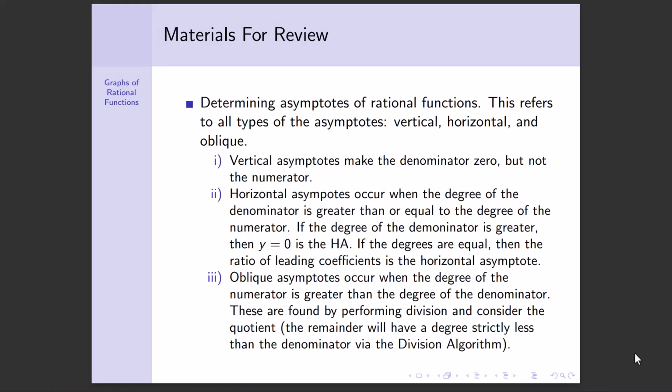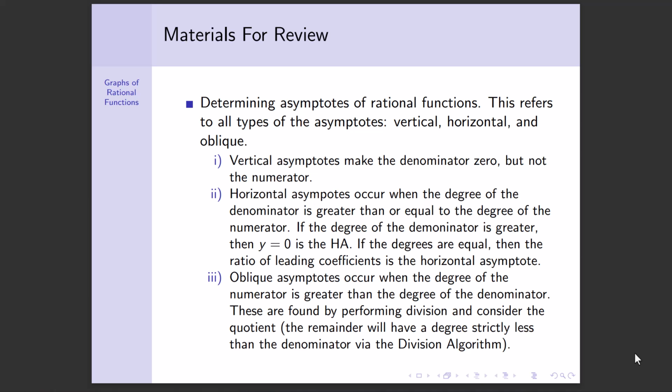We're going to want to find asymptotes of rational functions, and this refers to all types of asymptotes: the vertical asymptotes, the horizontal, and the oblique asymptotes. Now, vertical asymptotes are values that make the denominator 0, but not the numerator. Horizontal asymptotes occur when the degree of the denominator is greater than or equal to the degree of the numerator. If the degree of the denominator is greater, then y equals 0 is the horizontal asymptote. If the degrees are equal, then the ratio of leading coefficients is the horizontal asymptote.